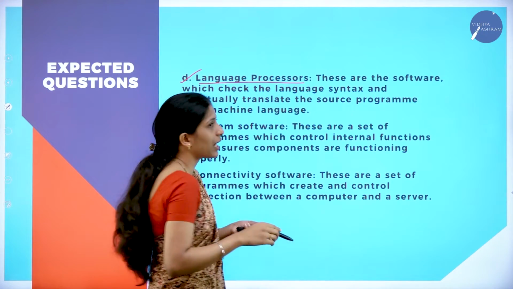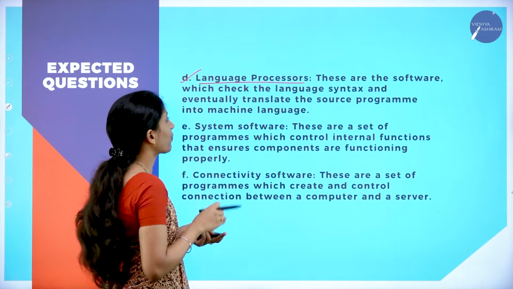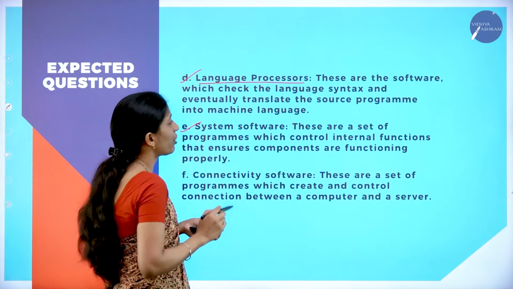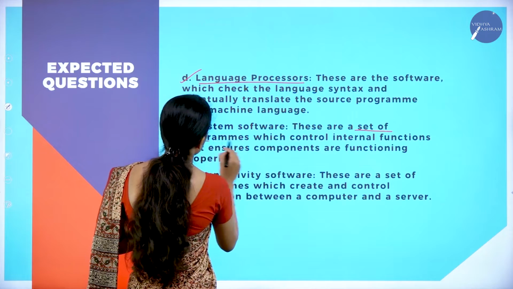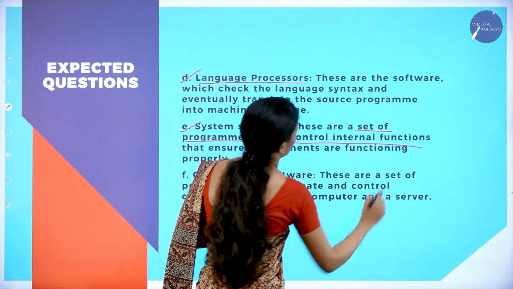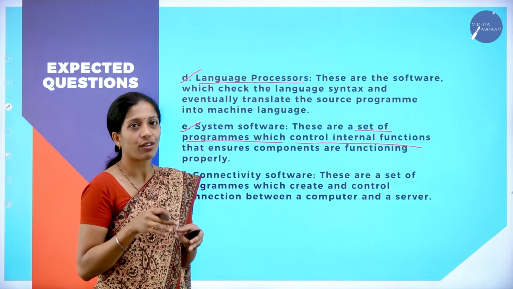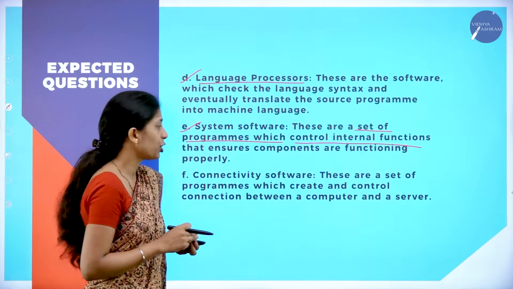Next one is language processor. That is in order to convert into other language. So this language processor is being used. Next one is system software. So what is this? It is also a set of programs in order to control the internal functions of the computer system. So this system software has been used.